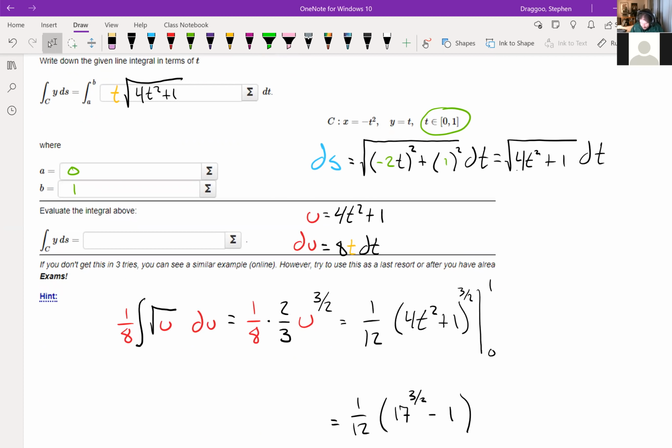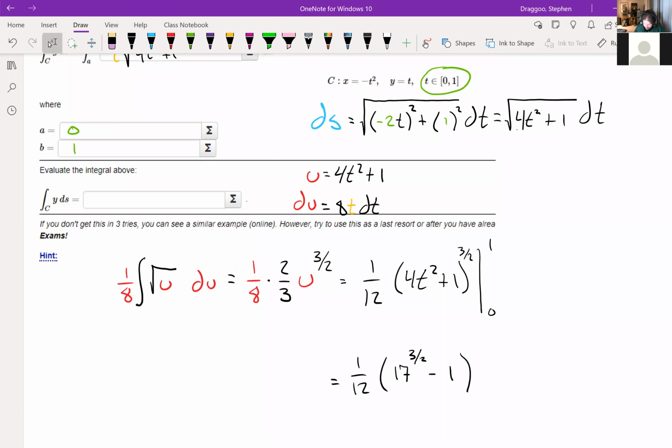Yeah, back down to here. I don't know what I was doing. If I plug in 1, 4 times 1 squared is 4, not 16, plus 1 is 5. Pretty sure that's where I got 17 from.